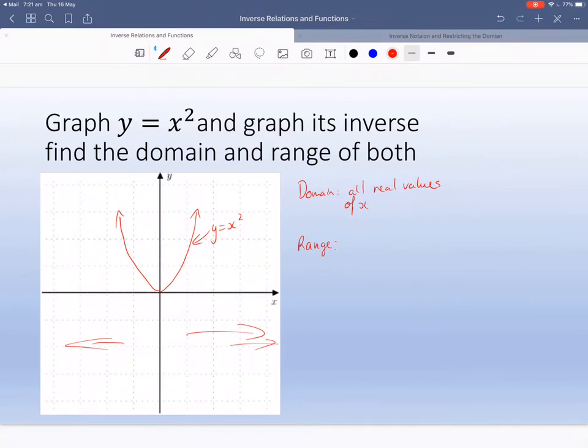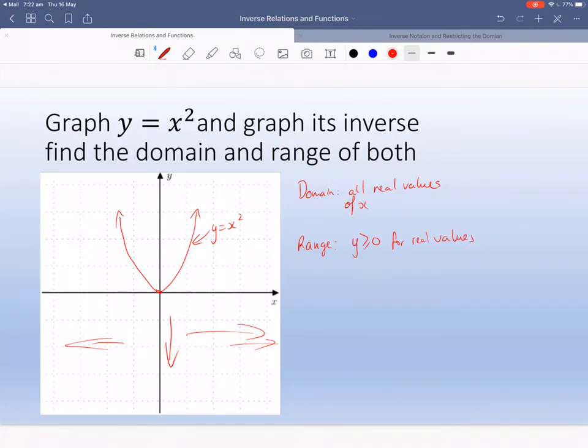Now the range. Remember with the range we're looking at y. There's nothing down here and it all starts here at 0. So the range is y is greater than or equal to 0, for real values. So that's the domain and range.